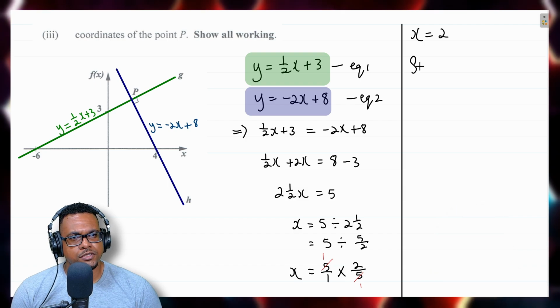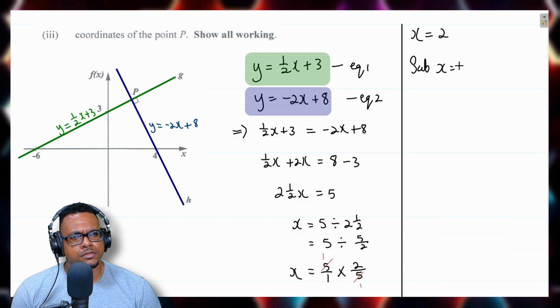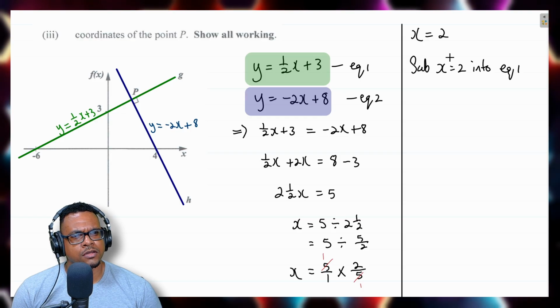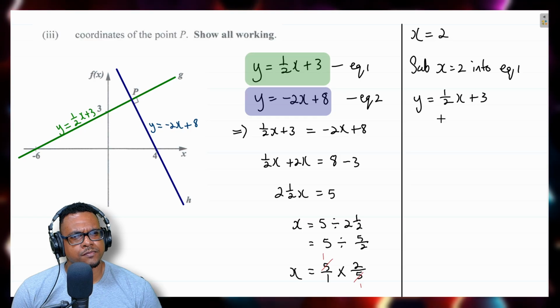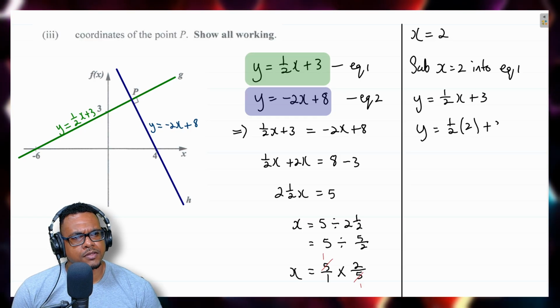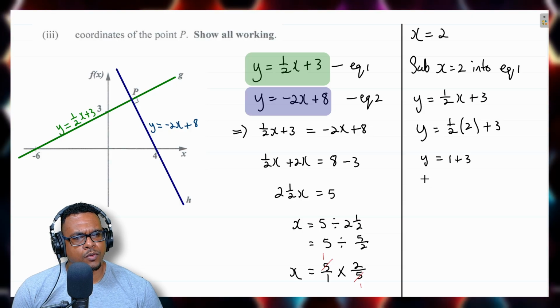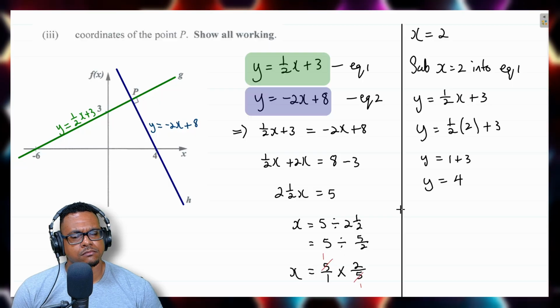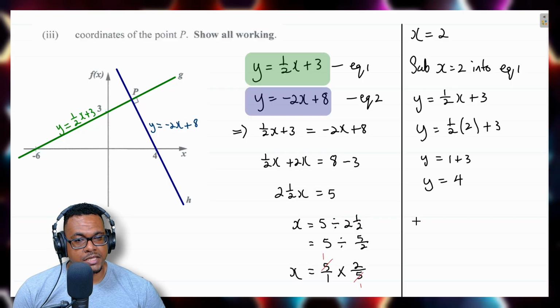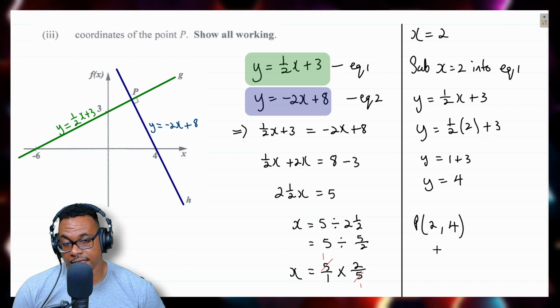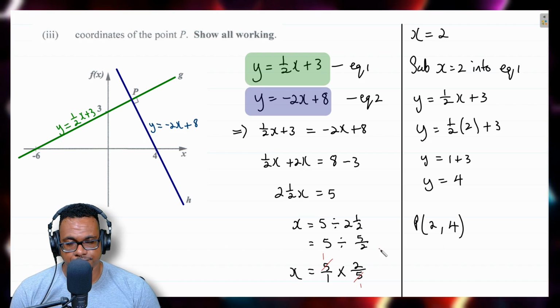So I'll just substitute x is equal to 2 into, and let's use equation 1. Equation 1. So we have y is equal to half x plus 3. So y is equal to half times x, and x is 2. And we know half of 2 is 1. So y is equal to 4. So that means the coordinates of P will just be 2 on the x and 4 on the y. And that would be your answer.